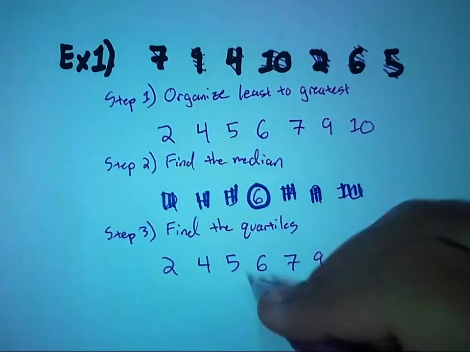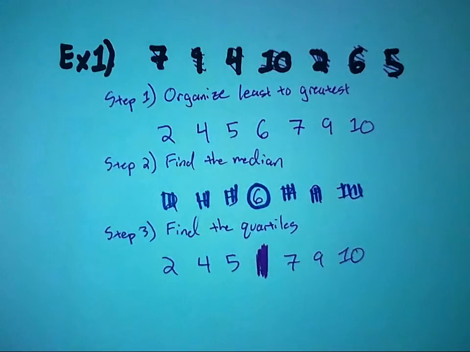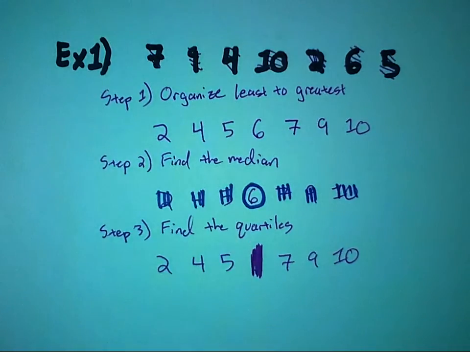So what I'm going to do is put a giant bar, basically just cross out my 6. And you can see that we've cut the numbers into 2 even sets. There's 3 numbers here, there's 3 numbers here. So that means you've set everything up correctly.